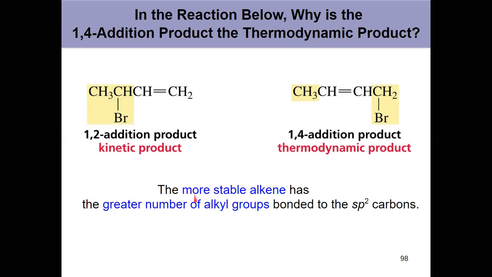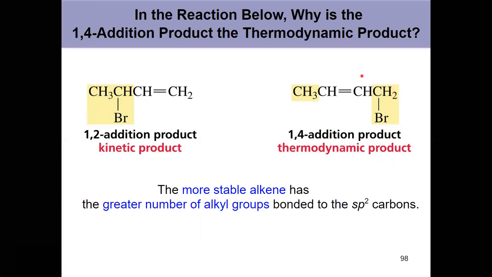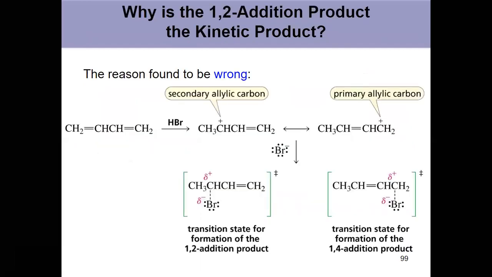So we already talked about this, right? Why is the thermodynamic product more stable? Well, it's the more substituted alkene. That should make sense from chapter 5. But what we haven't addressed is why the 1,2 addition is the kinetic product. Why is that formed faster? Well, let's see why that is.